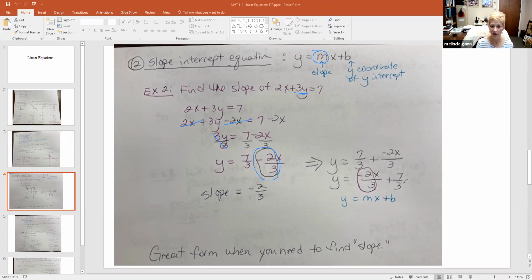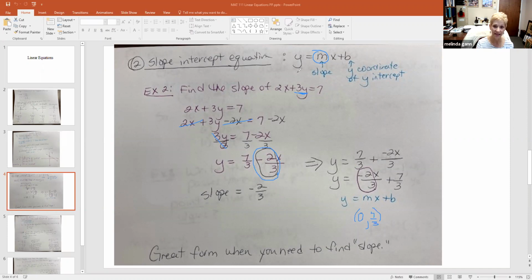Now, let me make sure we're clear about this. This 7/3 is the y part of the y-intercept. So I would know, remember, on the y-intercept, x is 0, and then that's the y part. So I would know that on this graph, this line goes through the graph at the point 0, 7/3. And if you go back and look at your previous slide, that is where we cross the y-axis.